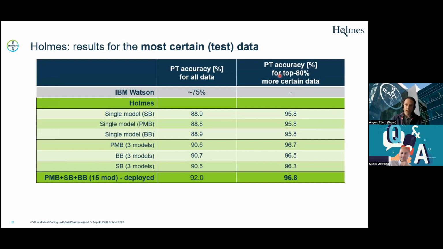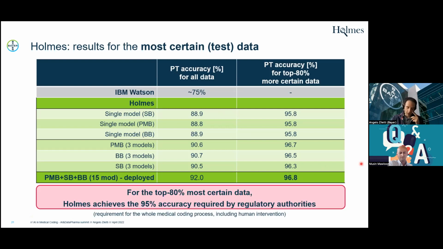It turns out that for the 80% more certain data, where we can predict before knowing the right answer if we are certain or not, we arrive at a very high accuracy of 96.8%. And this is quite good because here, in the Holmes project, as this internal system is called, we already achieve the 95% accuracy that is required by our regulatory authorities for the whole medical coding process, including the human intervention. So the proposal for the most certain data already meets the regulatory requirement without a human. That said, the human is always there at Bayer revising our codes.